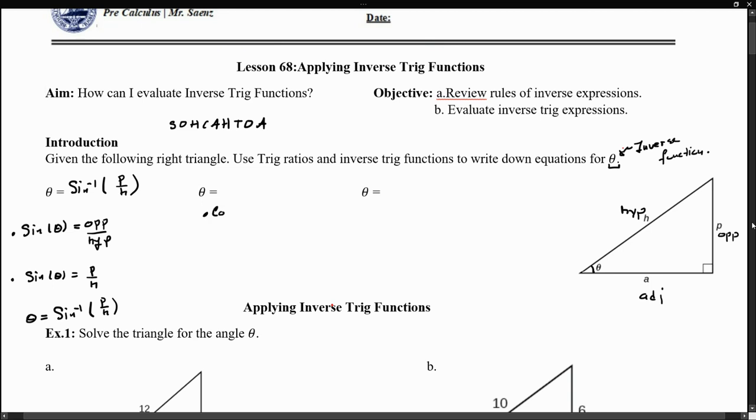Well, how about we take a look at another ratio? The cosine is equivalent to adjacent over the hypotenuse. But we know what the adjacent and hypotenuse are. Adjacent is A, hypotenuse is H. So if the cosine of theta, if the cosine of an angle, is A over H, then definitely the angle is the inverse cosine evaluated at that ratio, A over H. That's another way that we can define theta.